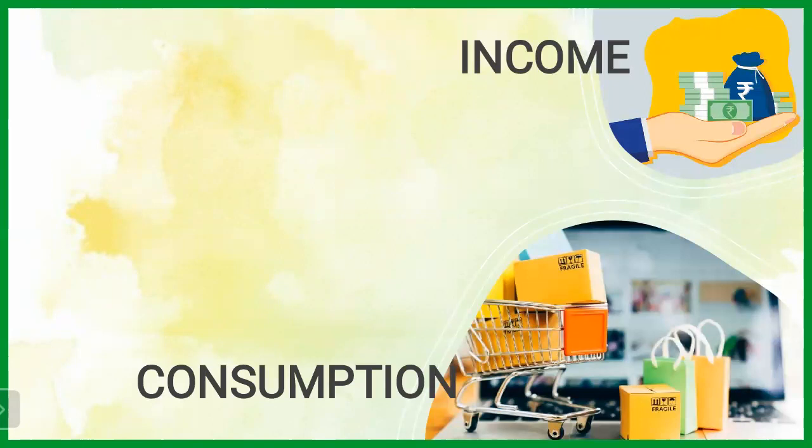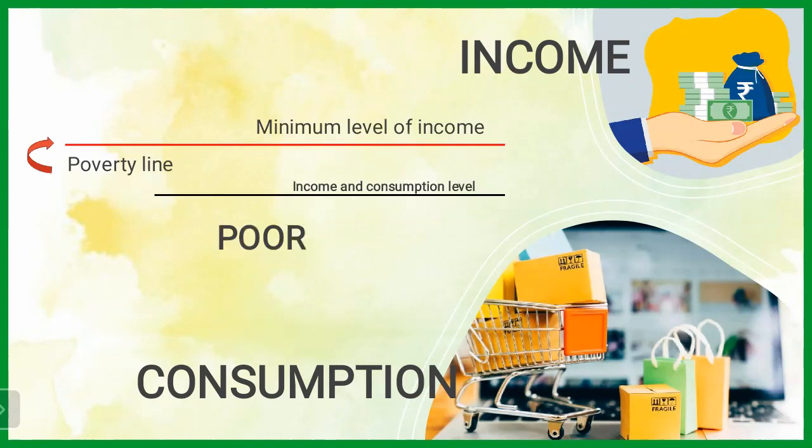Do you know what these two words mean? Ma'am, income means earning or the money we earn. Yes, very good, Monica. Consumption means money we spend to consume something or to fulfill requirements. Yes, very good. Income is your earning or the salary that you get. And when you spend that salary on something like goods or services to lead your life, that is called consumption. So if the income and the consumption level of a person lies below the minimum level of income, then that person is considered poor.